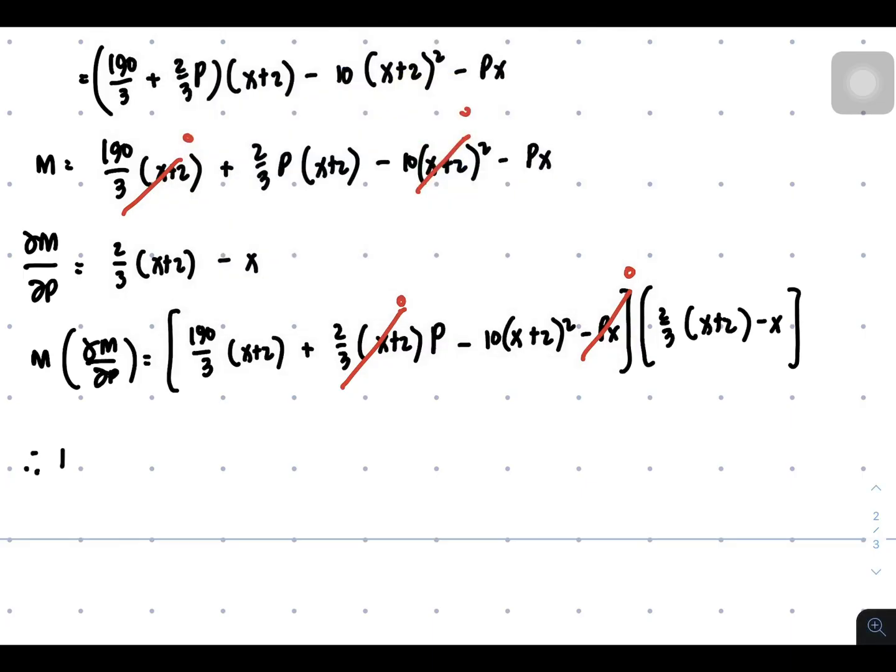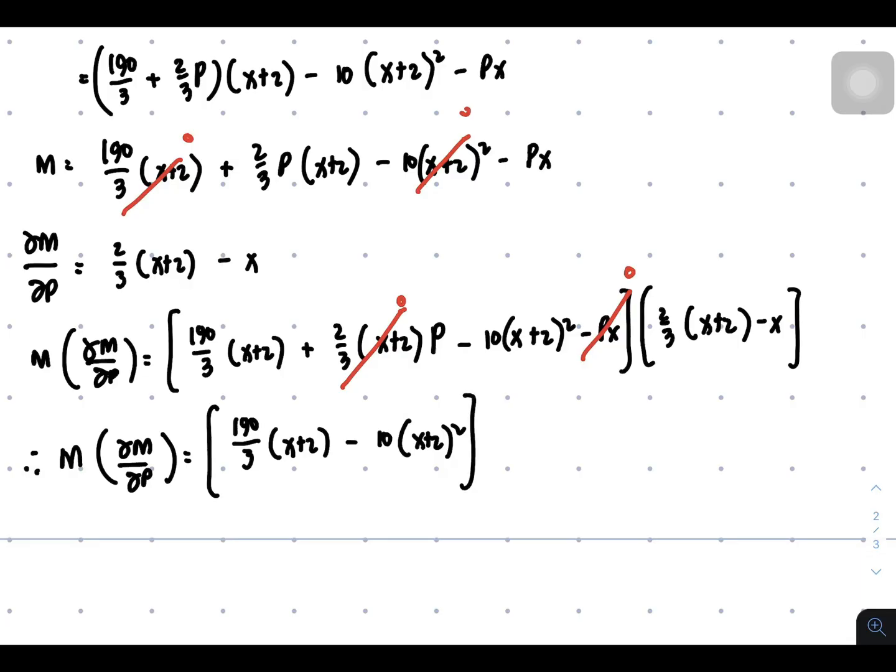So therefore, the term would now be, for this segment, 190 over 3 x plus 2 minus 10 x plus 2 square to be multiplied by 2/3 of x plus 2 minus x.